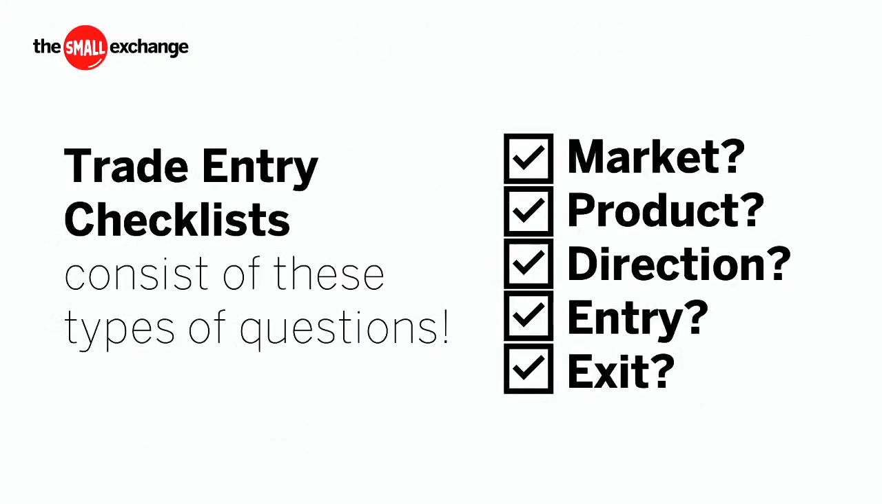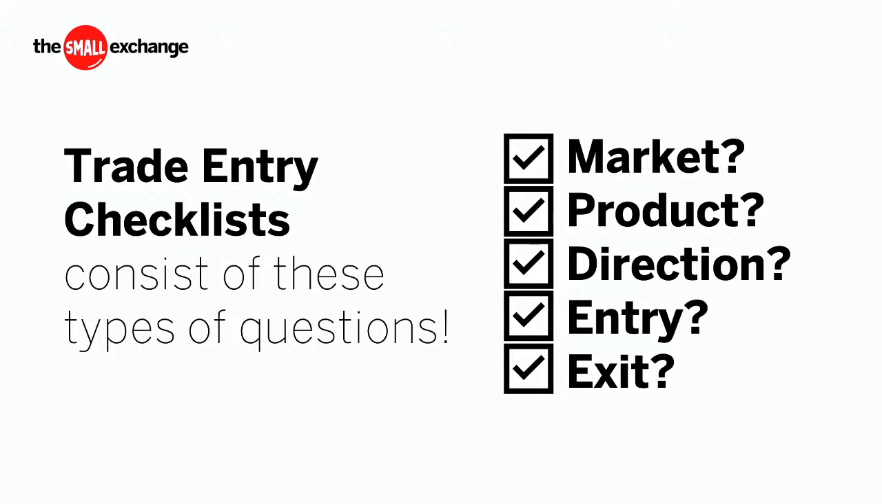So all of these important pieces come together for today's trade entry checklist, which consists of these 5 essential questions. You've got your idea, you open up the platform, you're ready to take it to execution. Do I have the right market? Do I have the right product? Direction, entry, and exit. These are the questions that traders must check off, the boxes they must tick when they want to finally commit an actual trade in the small exchange products.